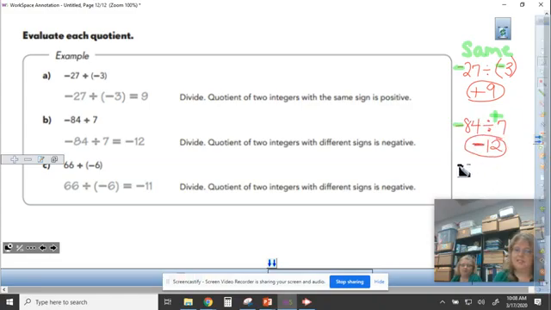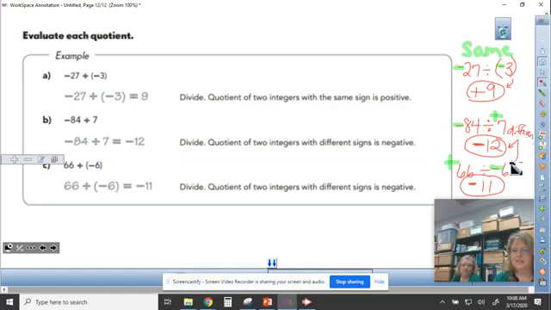Or if my first number is a positive number, like positive 66 divided by a negative 6, again, I'm just looking to see, oh, these are opposite signs, a positive and a negative. My answer will be negative. And then I divide like normal. 66 divided by 6 is 11. So again, same signs, I get a positive. Different signs, I get negative answers every time.